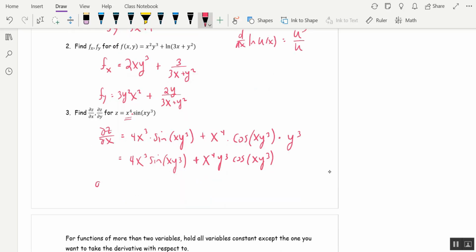Okay, now let's do the partial with respect to y. Del z del y is, I don't need the product rule. X to the fourth is constant, so I multiply by the derivative of sine xy cubed, which is cosine xy cubed, and now I multiply by the derivative of the inside, which is 3y squared x. So altogether, that's 3x to the fifth y squared cos xy cubed.